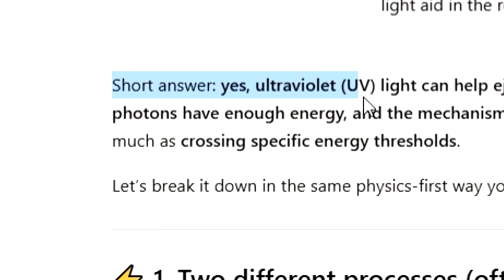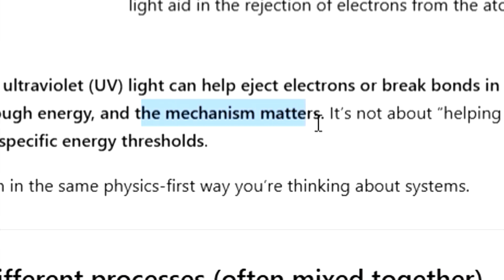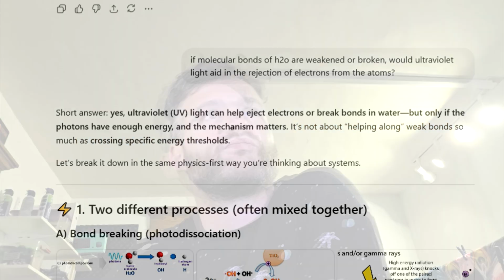And I said, okay, if molecular bonds of H2O are weakened or broken, would ultraviolet light aid in the ejection of electrons from the atoms? Short answer, yes. Ultraviolet can help eject electrons or break bonds in water, but only if the photons have enough energy and the mechanism matters. It's not about helping along weak bonds so much as crossing specific energy thresholds. Let's break it down. This is Stan's Revenge.